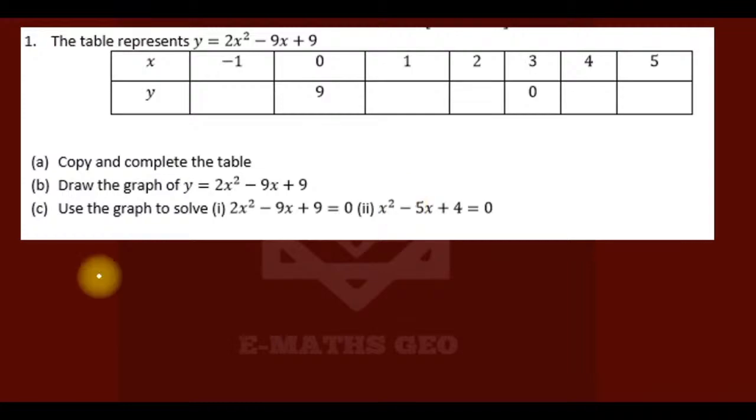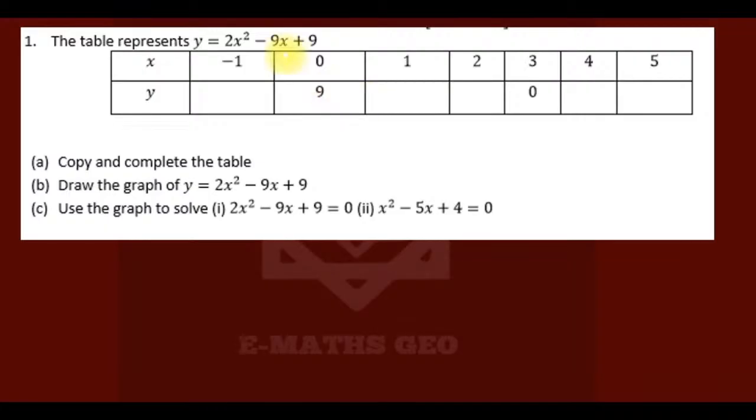We know that once you are given a table of values and asked to plot the graph, the first thing is to complete the table. Sometimes they might not give you any table, and you choose any value of x and substitute in the equation to get the corresponding values of y. In this case, they gave us some of the values, though it's advisable, after you fill in the unknown values, to cross-check the ones given.